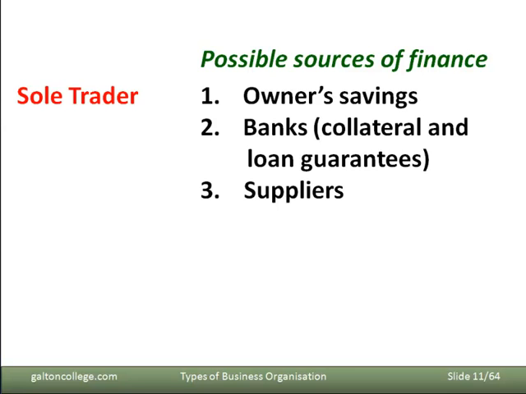Suppliers may help the sole trader. It could be that the suppliers of raw materials or of machinery will help the sole trader to get established so that they themselves can sell more. They can sell more raw materials to the sole trader, who will manufacture the raw materials into something that's sold ultimately to the consumer.